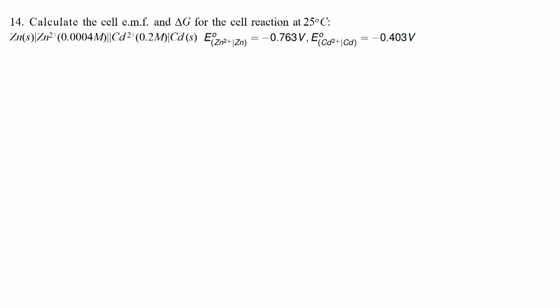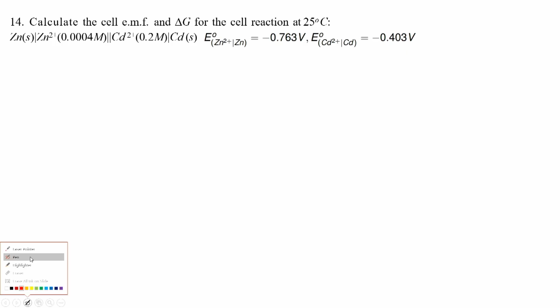E naught values are given: E naught value for Zn2+ to Zn is minus 0.763 volt, and E naught for Cd2+ to Cd is minus 0.403 volt. So first we will calculate cell EMF, and from there we can calculate delta G by using the equation minus nFE. So in order to calculate delta G, we need to calculate cell EMF. Okay, so first we will write the half cell reactions.